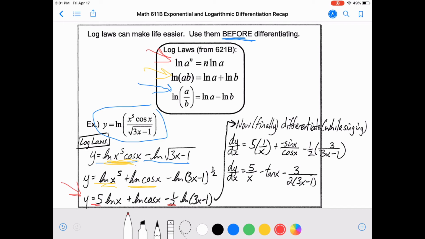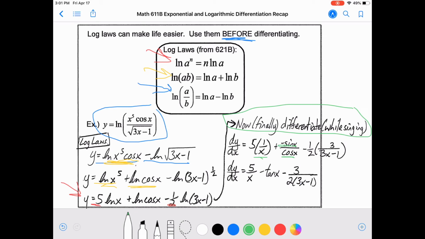Now we can finally differentiate. And how we're going to do it? We're going to do it by singing. So 5 stays because it's a coefficient. Ln x turns into 1 over x. For ln of cos x, I'll go original on the bottom, and the derivative of cos x is negative sine x, derivative on the top, right there.